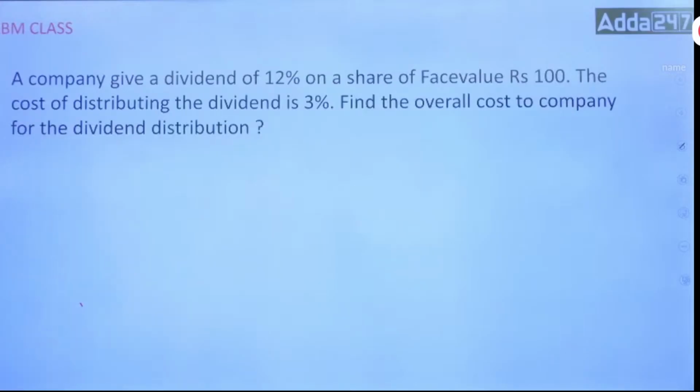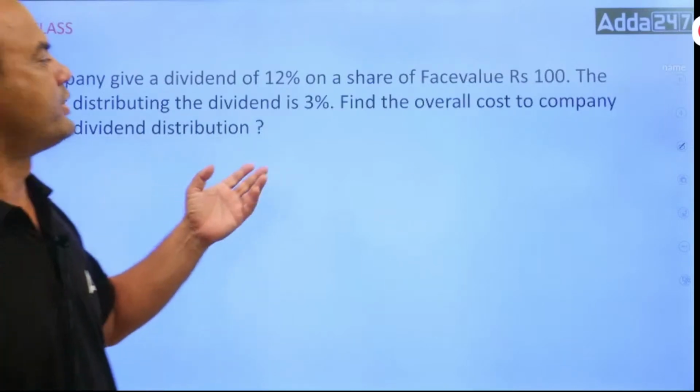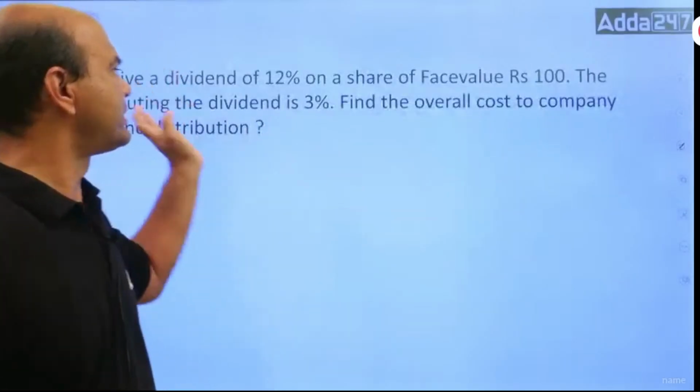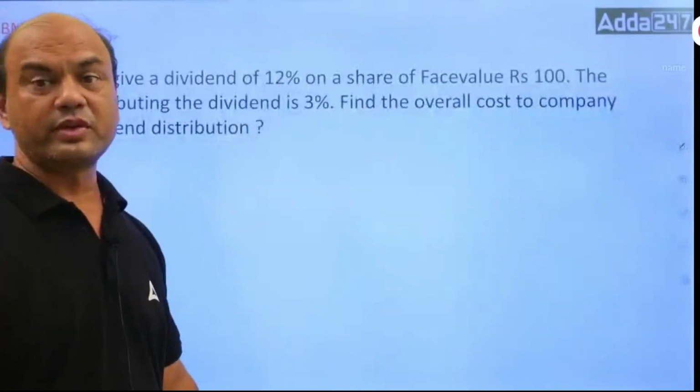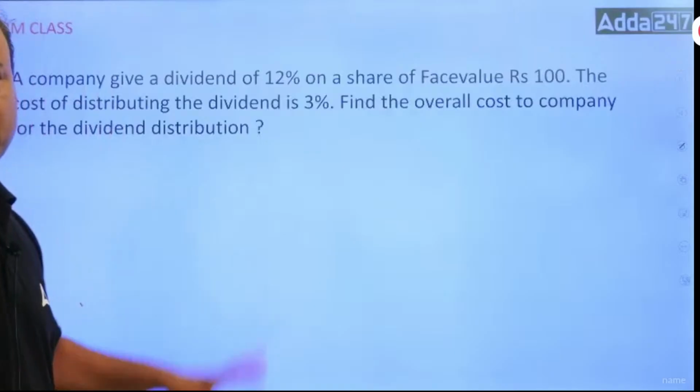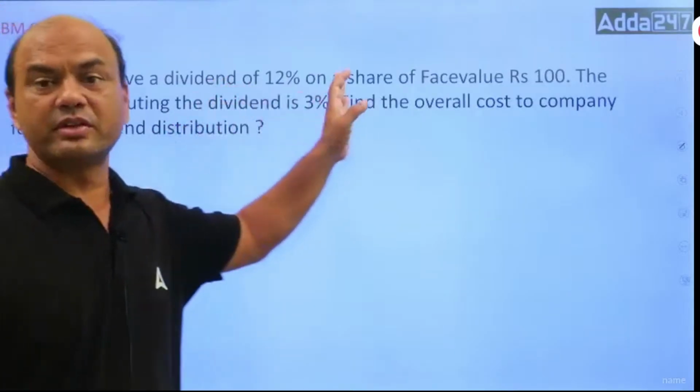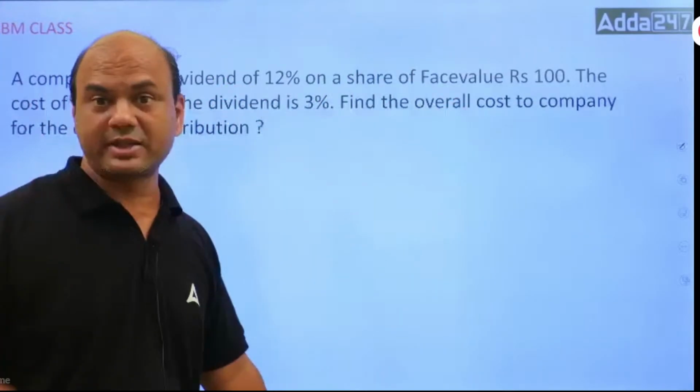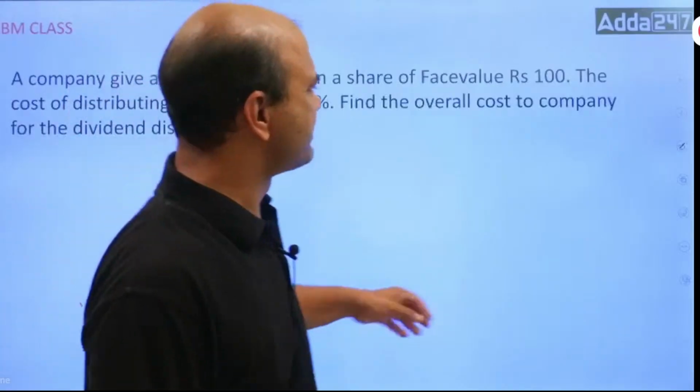Module C. A company gives a dividend of 12% on the share of face value 100 rupees. So 12% on 100, so 12 rupees dividend, isn't it? See, dividend is always given on the face value, not on the market price. Let me show you the solution only.